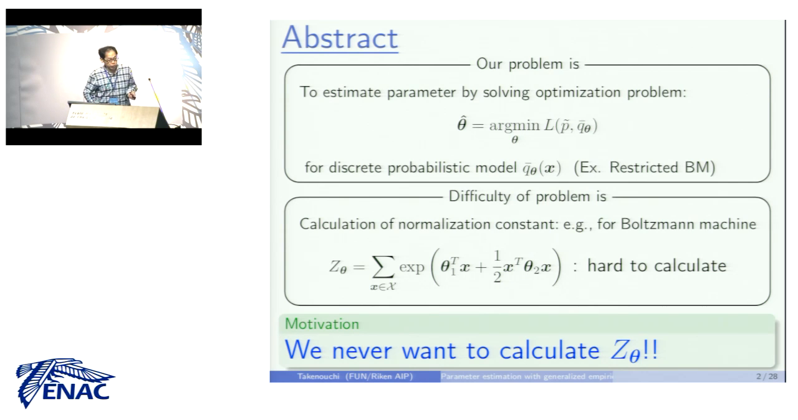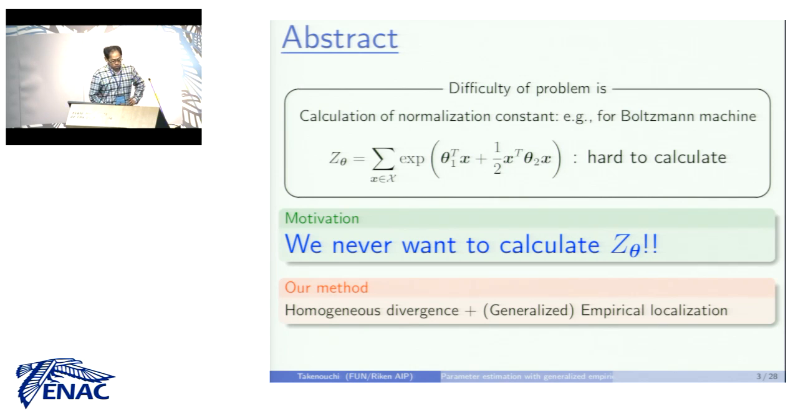So my motivation is I never want to calculate this normalization constant. This is my motivation. And I propose an estimator to estimate parameters based on the homogeneous divergence and generalized empirical localization method. I mean, this homogeneous divergence is a scale invariant divergence, spoken about in the talk of Frank Nielsen.